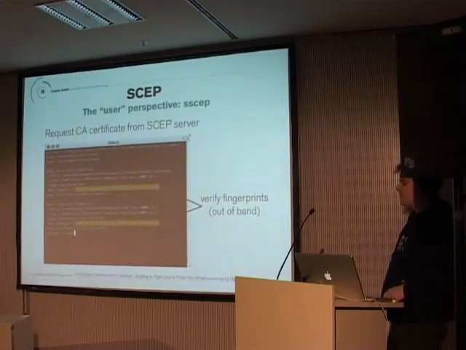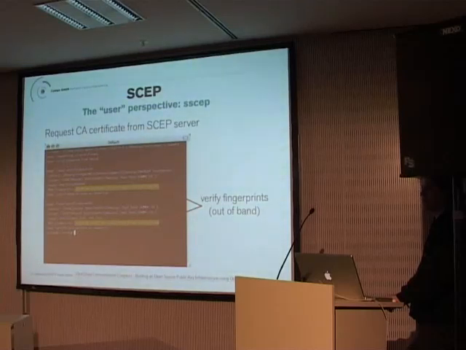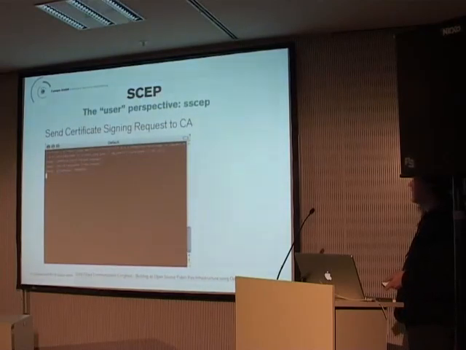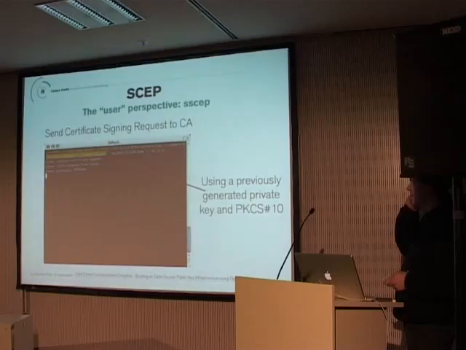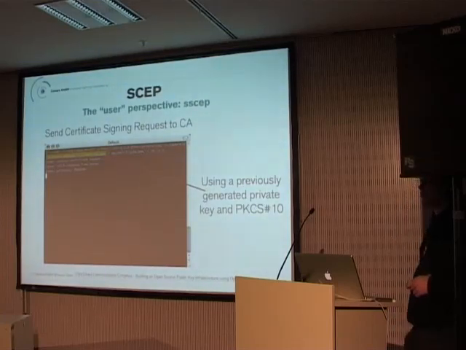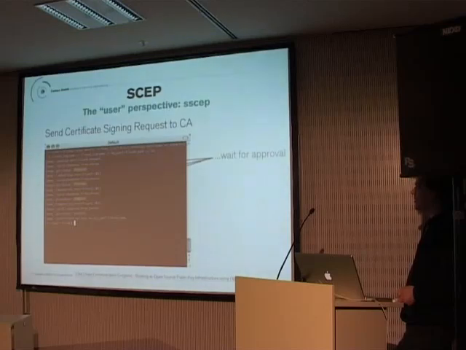So what do you do? First of all, you get the CA certificate from the SCEP server, and of course, then you verify the fingerprints out of band, please. Because otherwise somebody might just sneak a rogue SCEP server in on you. So you have to do that. And then you can send your CSR to the CA. You generate a key, for example, using OpenSSL, and you generate your PKCS#10, and you pass it into SSCEP, and SSCEP sends it on to the CA.